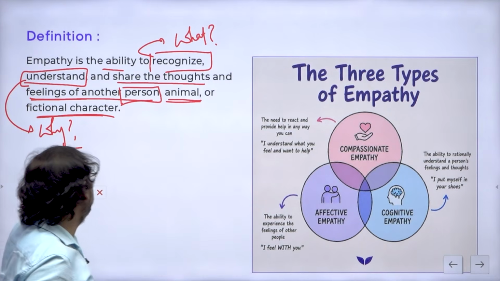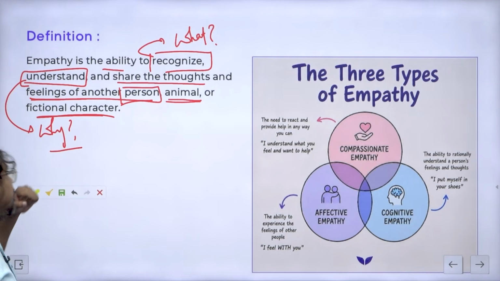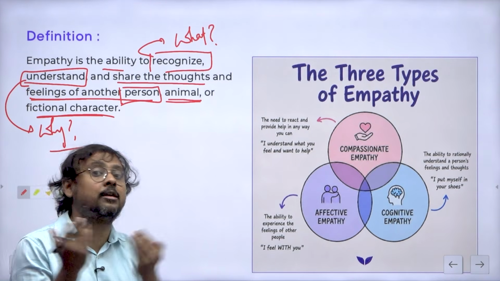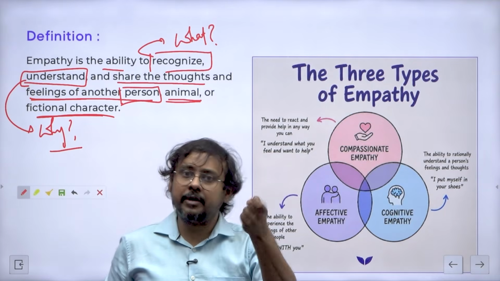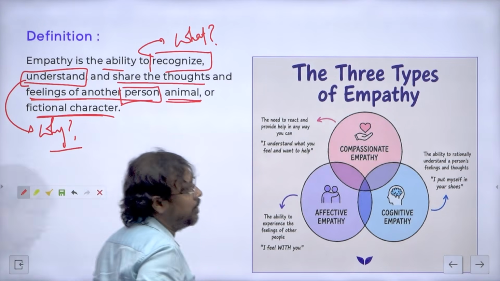So again, the definition of empathy is the ability to recognize the what of it, understand the why of it, the source of it, and share the thought and feeling of another, the matching of the bandwidth, right? Of whom? Of a person, animal, and fictional character. Okay, now what we will do, we will understand 3 types of empathy.